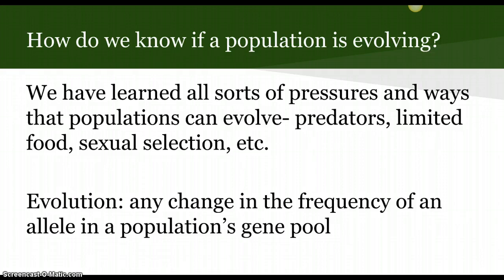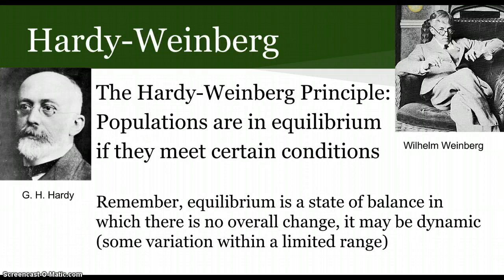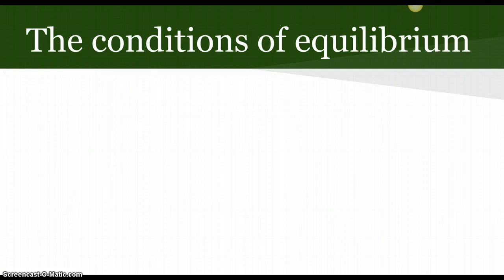All right, and so this is what two guys named Hardy and Weinberg were thinking about, and they created the Hardy-Weinberg principle, which is that populations are in equilibrium, which is kind of the opposite of evolution, if they meet certain conditions. So remember, equilibrium is a state of balance in which there's no overall change, so the frequencies will not be changing, although it may be dynamic, which includes some variation within a limited range. All right, so there's a few conditions for equilibrium to exist.